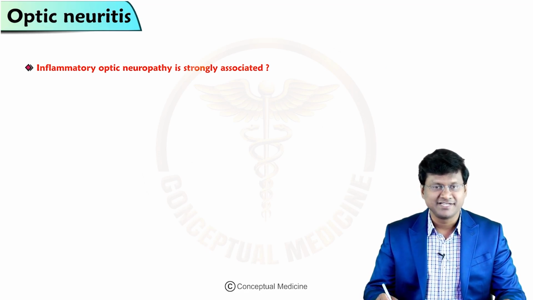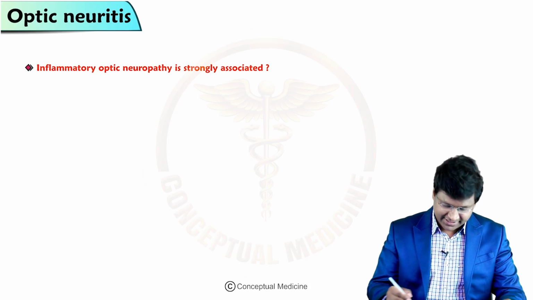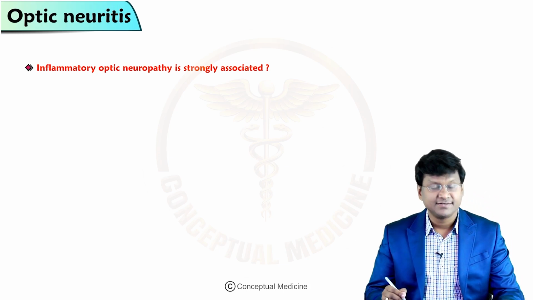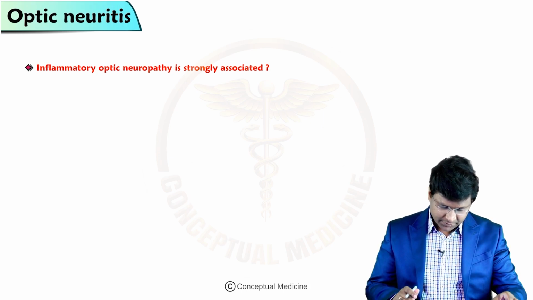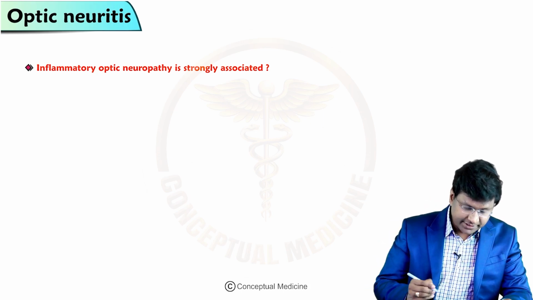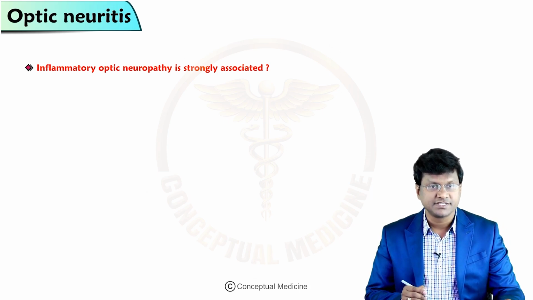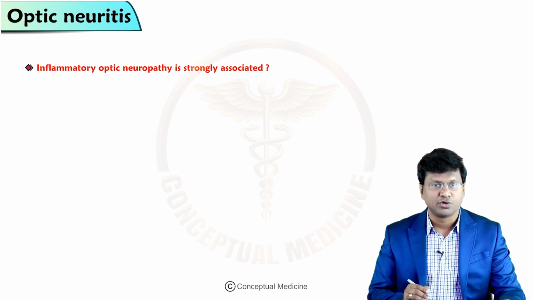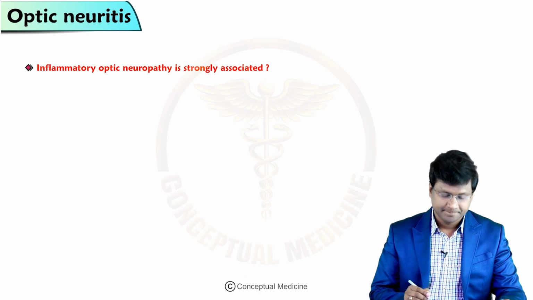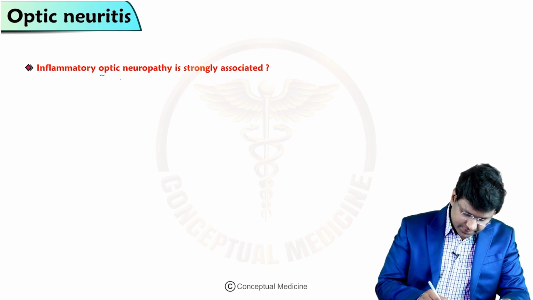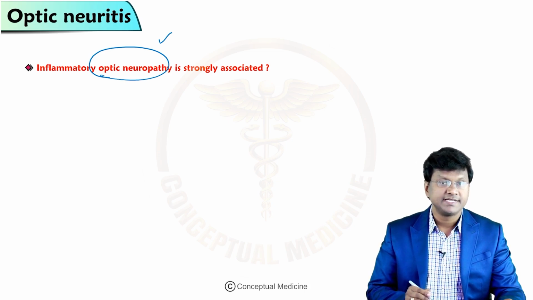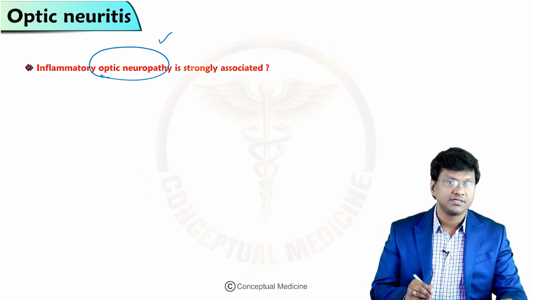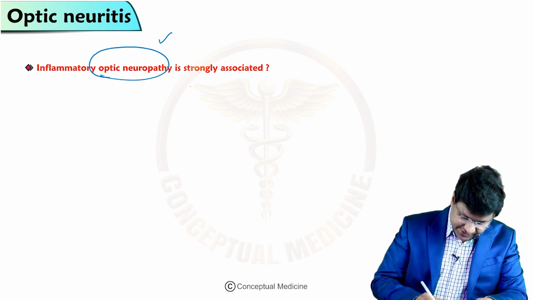So in this session I will be discussing a very important topic in neurology, that is optic neuritis. Optic neuritis, as the name itself suggests, is the inflammation of the optic nerve, and this inflammatory optic neuropathy is strongly associated with demyelinating disease.